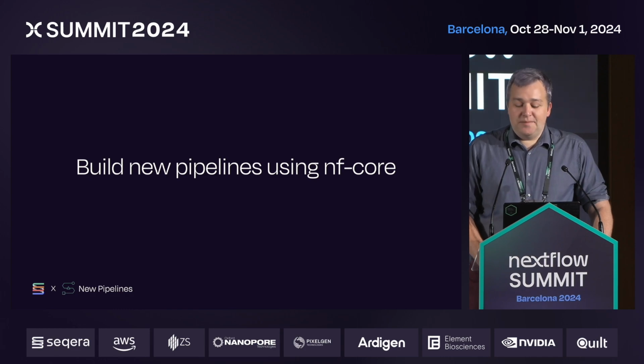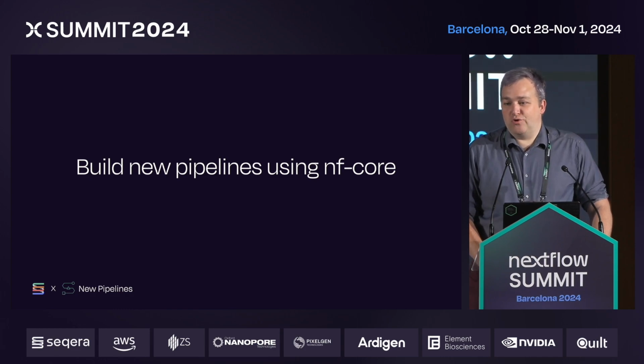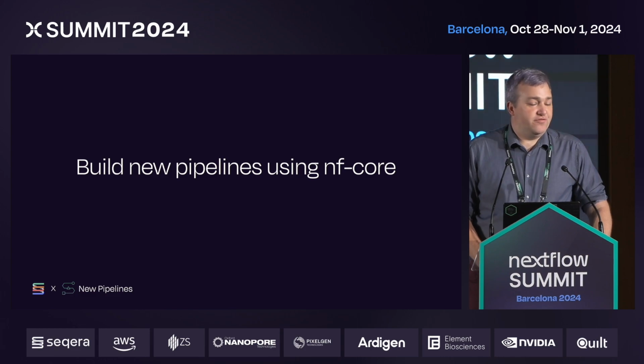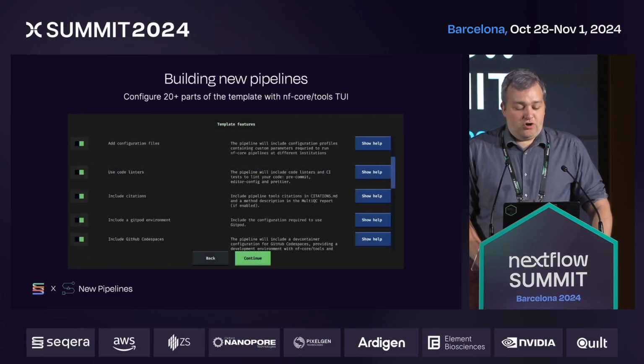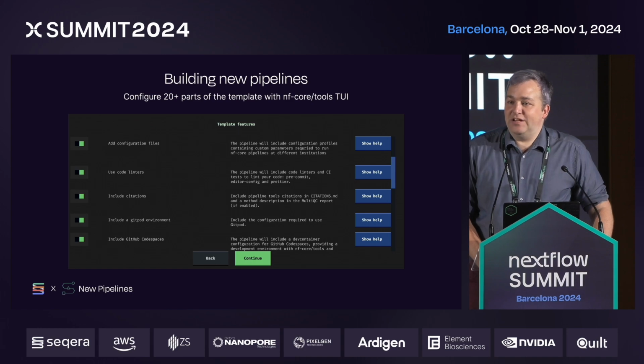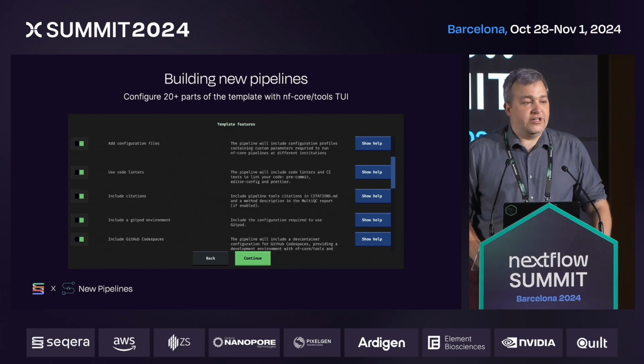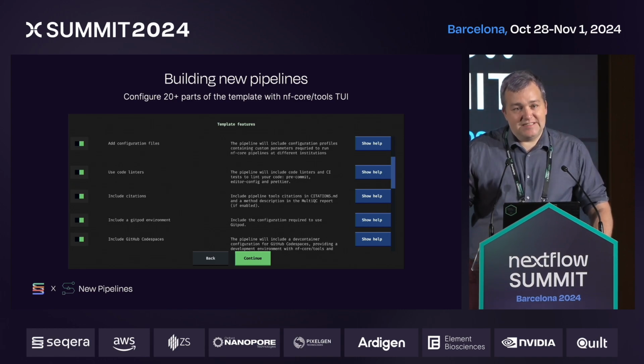Now, if you're looking to build new pipelines using NF Core tools, Julia just gave an incredible demonstration of the new features that are available through the NF Core tools CLI and text user interface. And the fact that there are over 20 different parts of the template that can be customized is a great enabler for organizations that are looking to take advantage of best practices from NF Core pipelines, while only putting the pieces that they need into their pipeline templates.